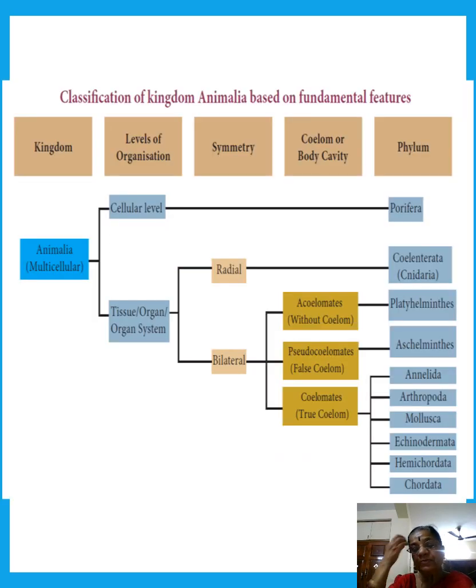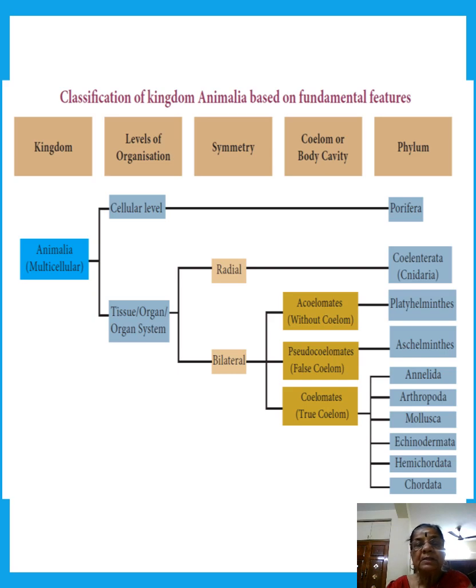This is the classification of the animal kingdom. Kingdom Animalia. Then level of organization: cellular and tissue organ system, unicellular and multicellular. Then symmetry, radial and bilateral. Coelom or body cavity, whether present or not: acoelomate, pseudocoelomate and eucoelomate or coelomate animals.